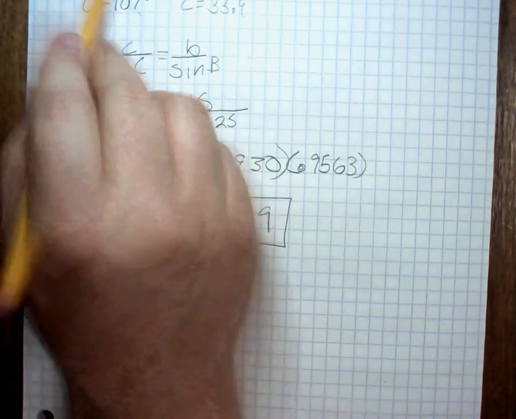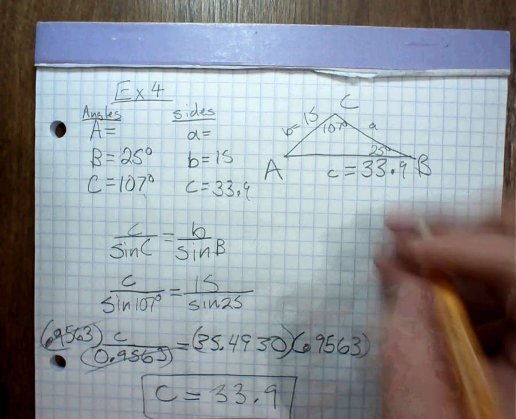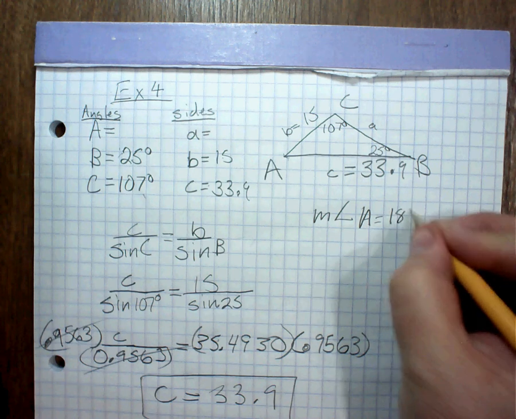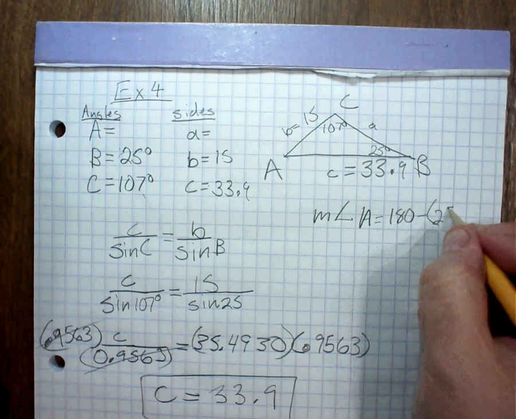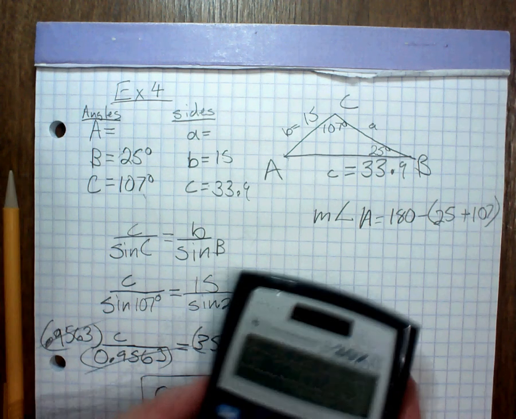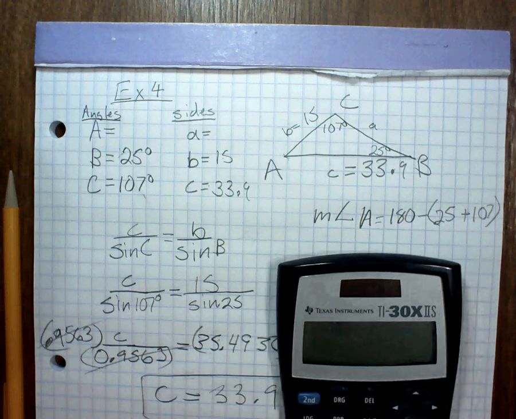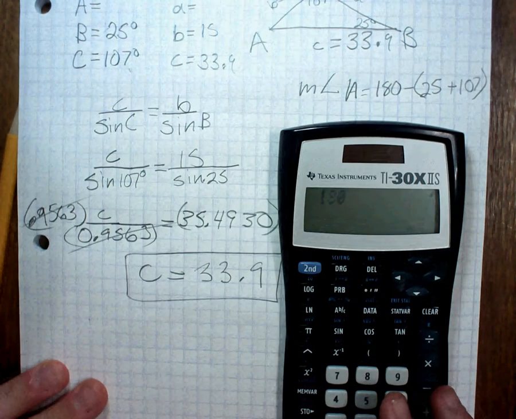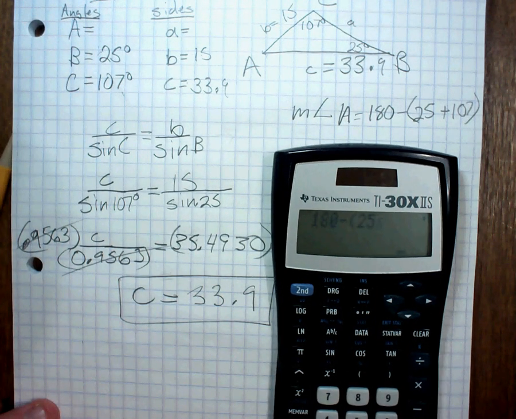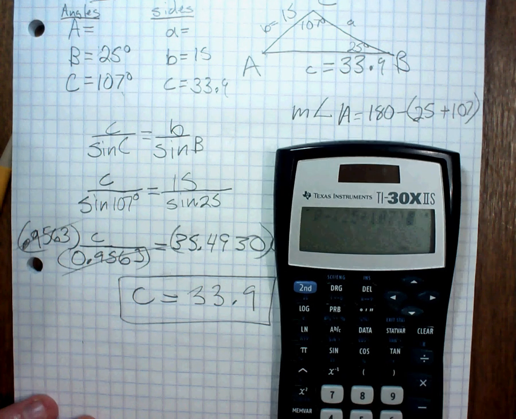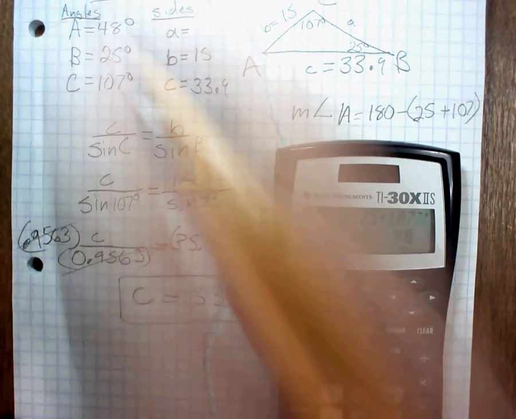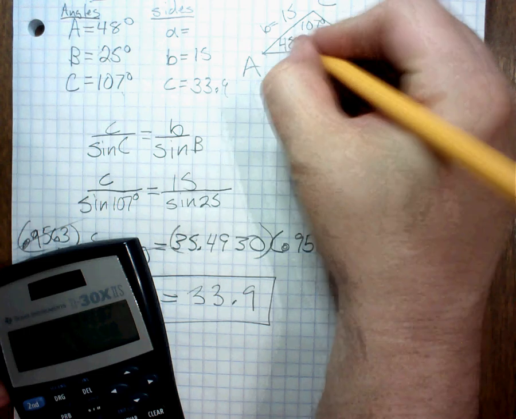Now to find the angle for A, remember that the measure of angle A is equal to 180 minus the quantity 25 plus 107. So that's real easy to do. We just plug that in the calculator. I'm just going to say 180 minus the quantity 25 plus 107. Hit enter. I get 48. So this is 48 degrees. So we'll put that in right here, 48 degrees.